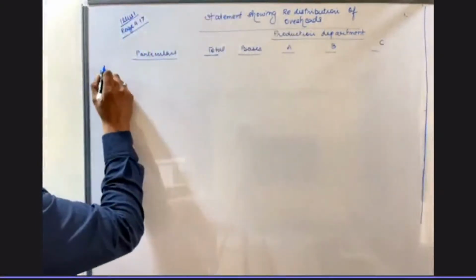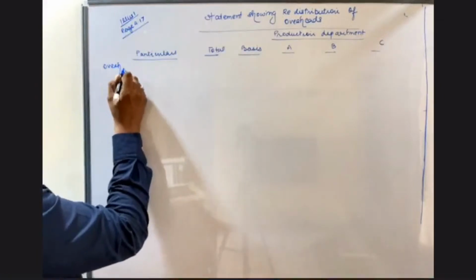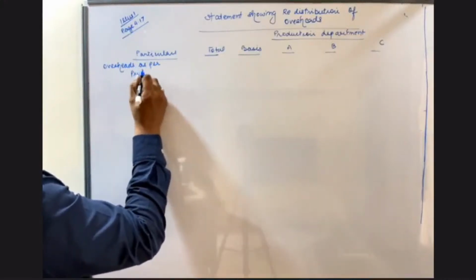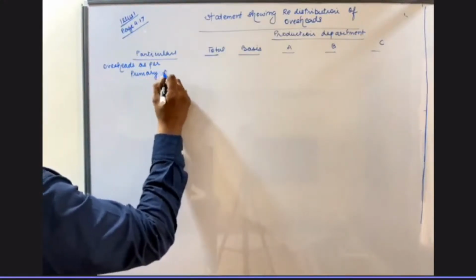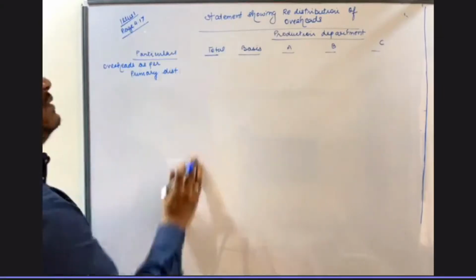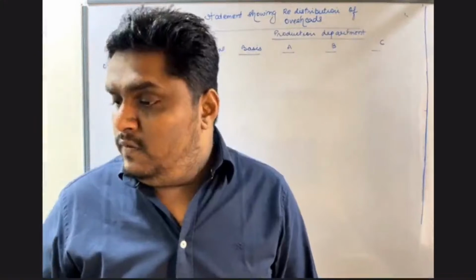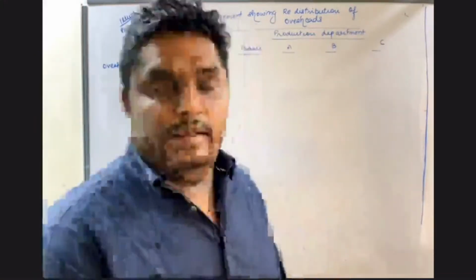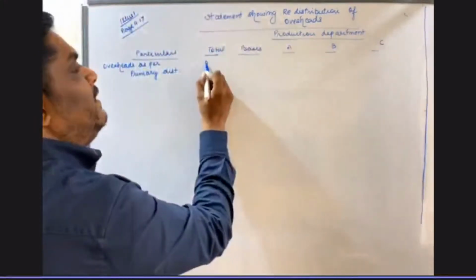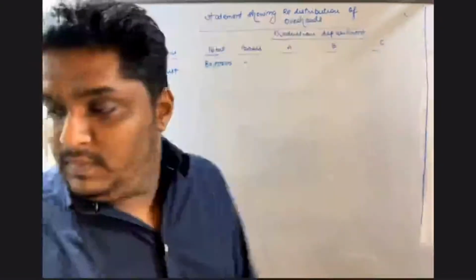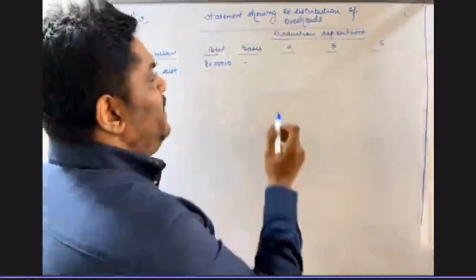But before this, we will write overheads as per primary distribution. So total 80 lakh for all 3. That is 30, 26 and 24.